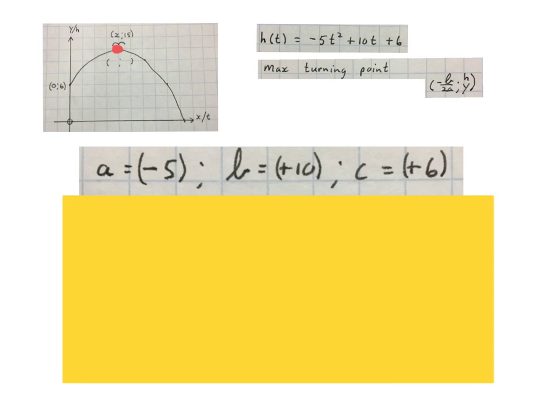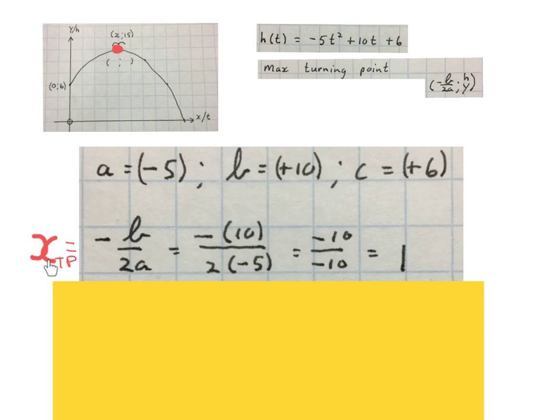Firstly, my a from here is minus 5, my b from here is plus 10, and my c from here is 6. Then I plug it into this formula. So my x of my turning point will be minus b over 2a. I took these numbers, plugged them in here, and got the final answer, which is 1. So the x of my turning point will be 1. So after 1 second, the ball will be at its highest.